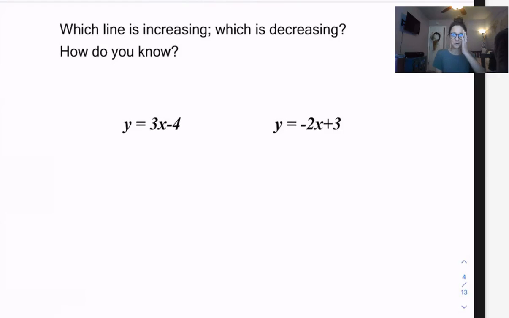So quick question before we get started. I've got two lines. Which line is increasing? Which line is decreasing? And how do you know? So the one on the left is increasing because it has a positive slope, right? And the one on the right is decreasing because it has a negative slope, okay?